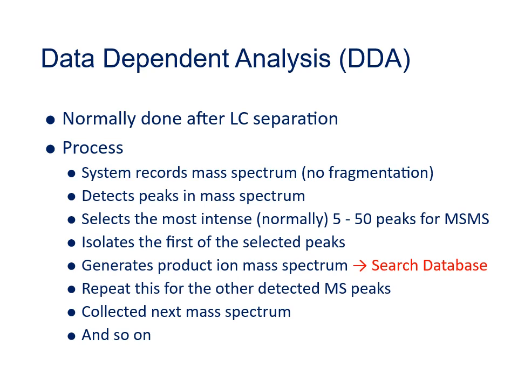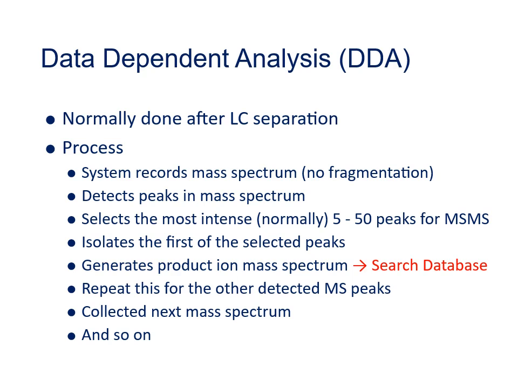This is called data-dependent analysis because the selection of which masses to fragment and analyze by tandem mass spectrometry is made by the instrument and is dependent on the data in the mass spectrum that just precedes it. And in practice, this is how it works. It's normally used on samples which are being separated first by liquid chromatography before tandem mass spectrometry. So all the different compounds in the sample elute out of the LC column at slightly different times. Therefore, what is seen by the mass spectrometer also changes all the time.